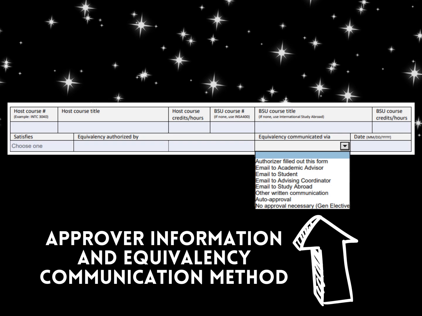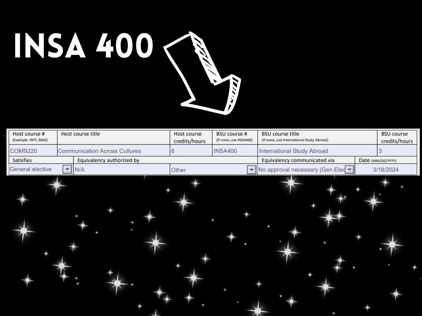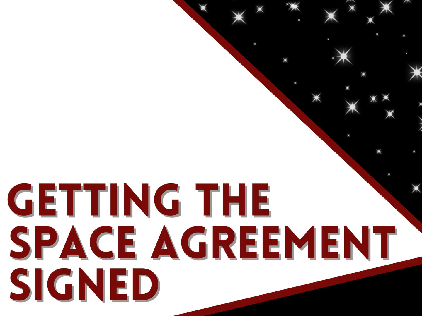The equivalency would be INSA 400, International Study Abroad. That course is a general elective for graduation, and any course taken abroad can return as INSA 400 as a default. In fact, any courses on your study abroad transcript that don't appear on your SPACE agreement will automatically come back as INSA 400. Now it's time for step 3, getting your SPACE agreement signed by your academic advisor.